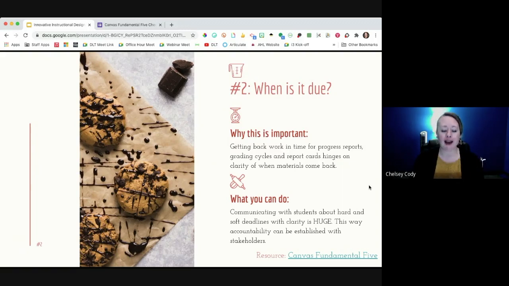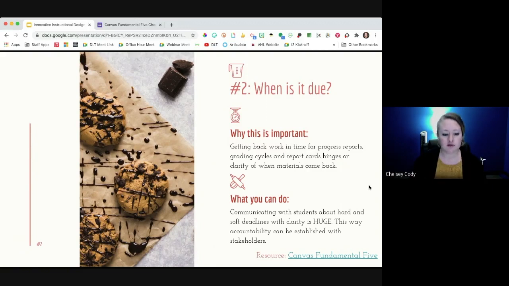So getting work back in time for us is really important as educators because we need to be able to see how students are performing, where their deficits are, where the gaps are, how we can adjust our teaching. And it's important for them so that they are getting that learning in a progression that matches what the rest of the class is doing, and helps them towards their academic goals. Of course, we know that as teachers.